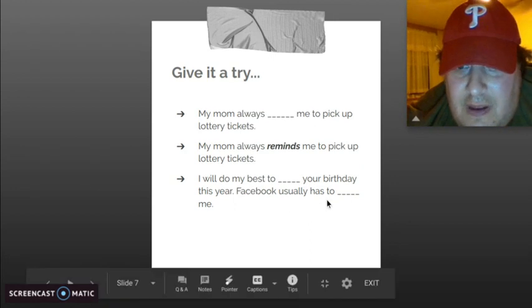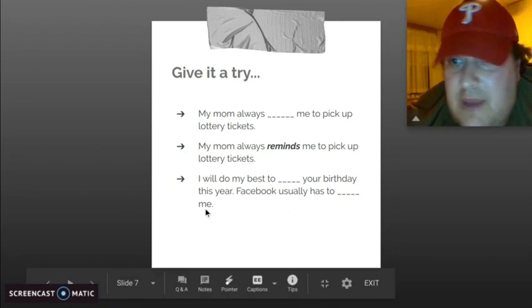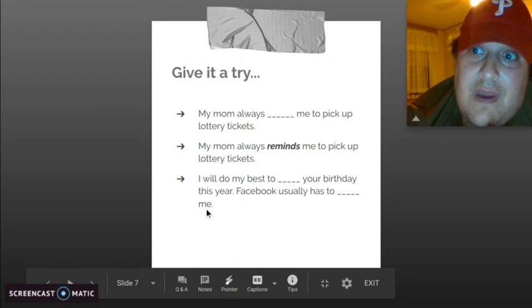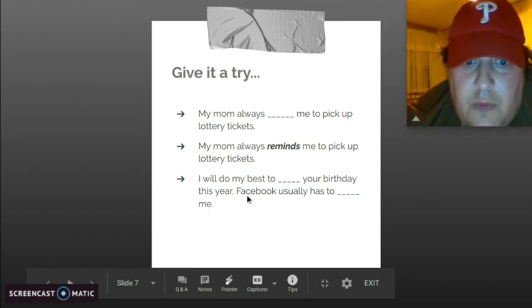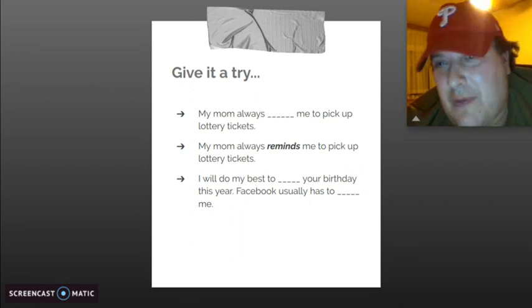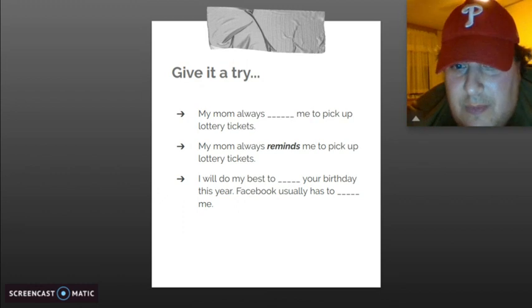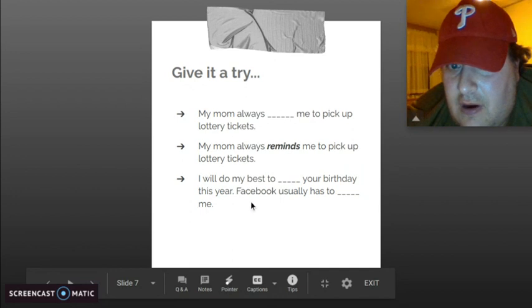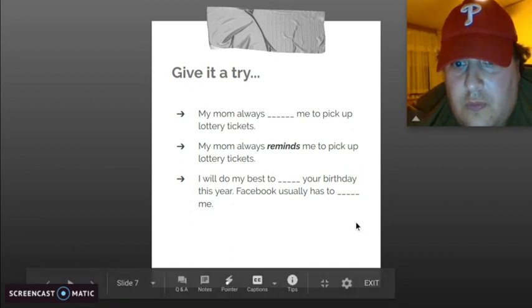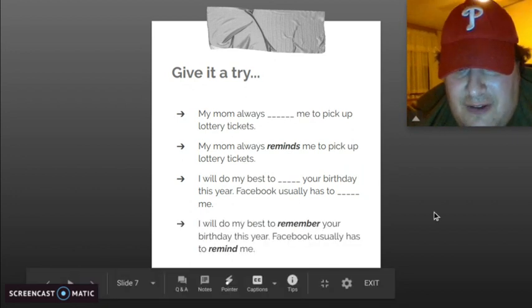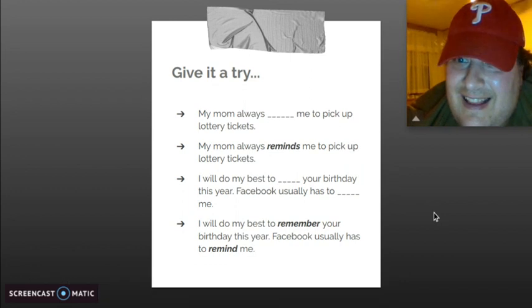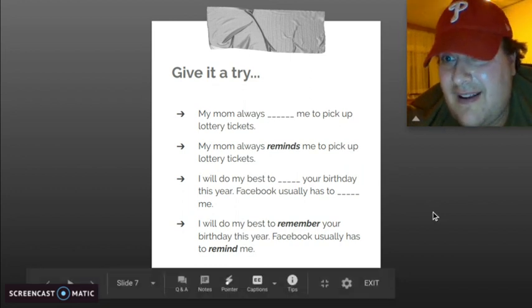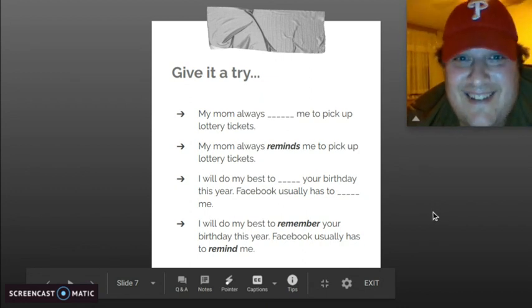And then down here, now while you can remember people, I remember you. Do you remember me? That's a possibility. But will Facebook remember me? I mean, maybe with the password, it remembers my password, but will it remember me? No. Okay. I will do my best to remember your birthday this year. Facebook usually has to remind me. Remind me. Okay. And they will cause me to remember to tell you happy birthday. God bless that Facebook. Right?